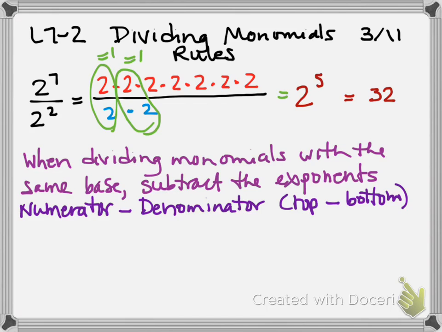So if we have a to the mth power divided by a to the nth power, this rule says a to the m take away n power. Numerator take away denominator. Always, always, always in that order. Do not switch the numbers. Because signs do have an importance, and we'll talk again more about negatives on Monday.